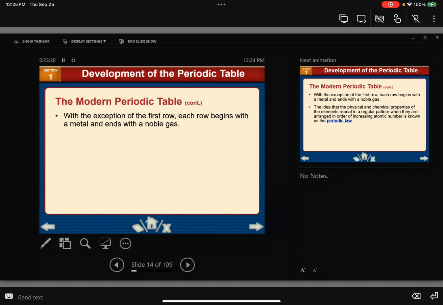Other patterns that we see with the periodic table, with the exception of the first row, which is hydrogen, right? Hydrogen and helium are the only ones in the first row. But everything below that, those rows are going to begin with a metal and end with a noble gas. Hydrogen is over there because it has 1 electron in its outer energy level, even though it is a non-metal. And you can see that pattern a lot better on the periodic table in your book, because hydrogen is the only yellow element over on that side. The rest of those are all blue.